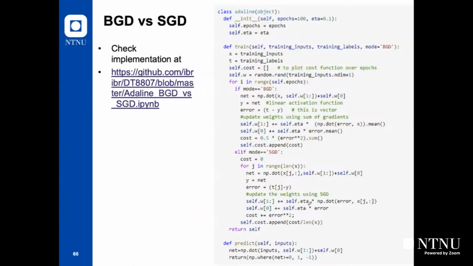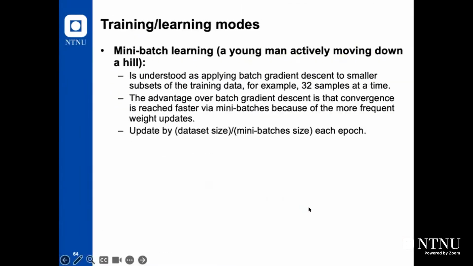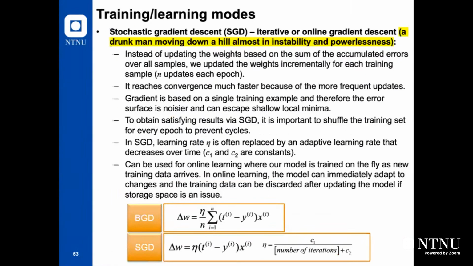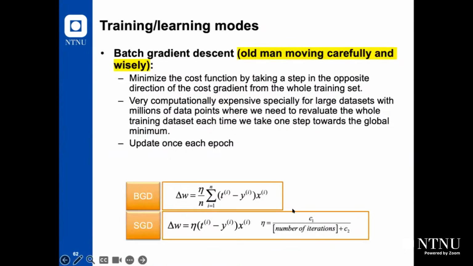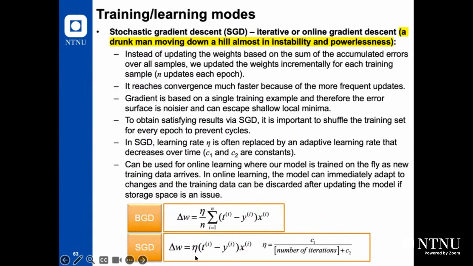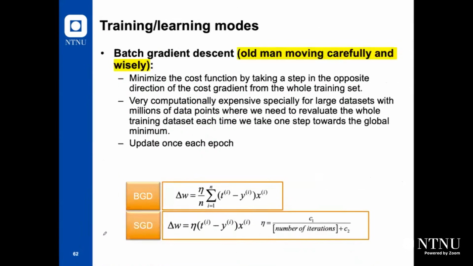I guess we talked about this already. Also there is stochastic gradient descent. When it is stochastic gradient descent, we will use this formula, right? So it will be just t minus y multiplied by x. We will not have this summation. So delta omega will be eta multiplied by t minus y multiplied by x.